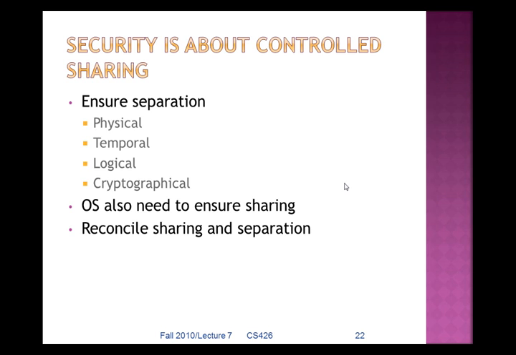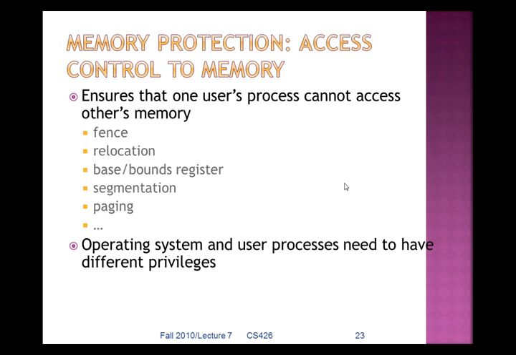Why is security about controlling sharing? It ensures separation that may be physical, temporal, logical, or cryptographic. The OS also needs to ensure the sharing. Reconcile sharing and separation, that is, reconcile means balancing the communication or the connection between the sharing and the separation.